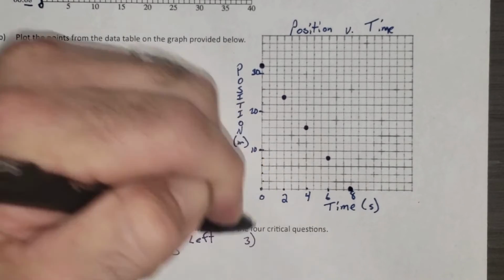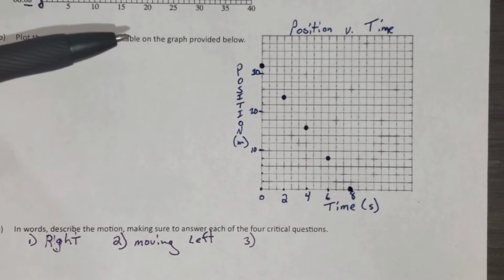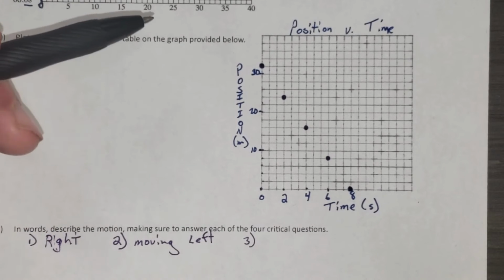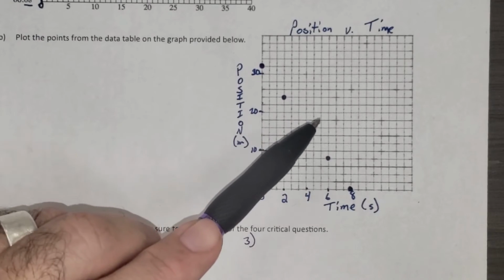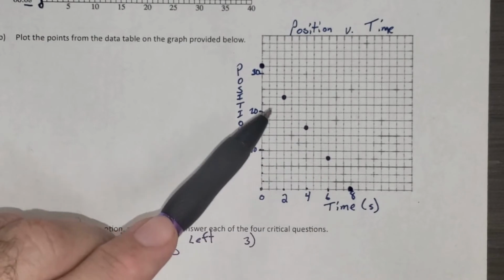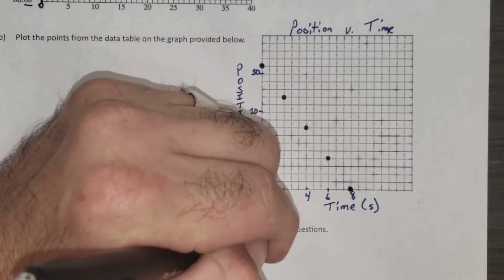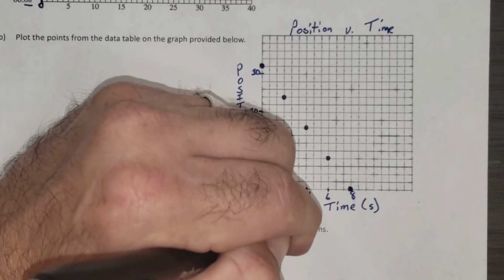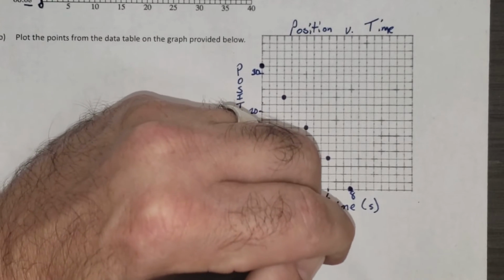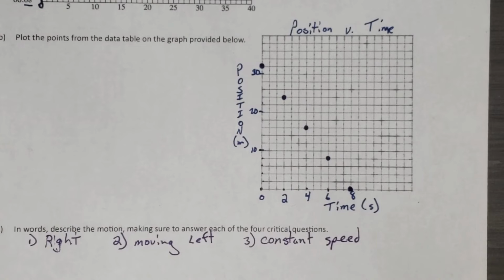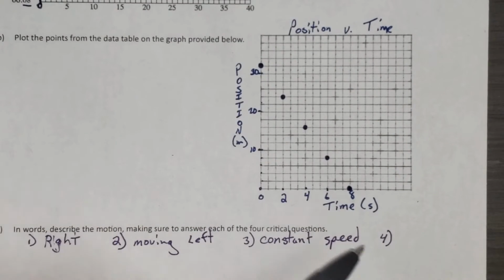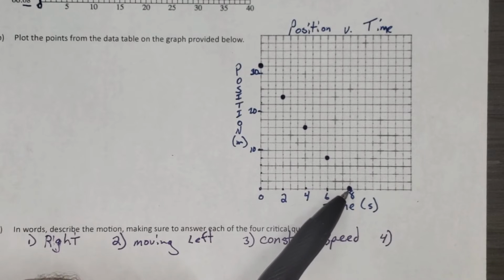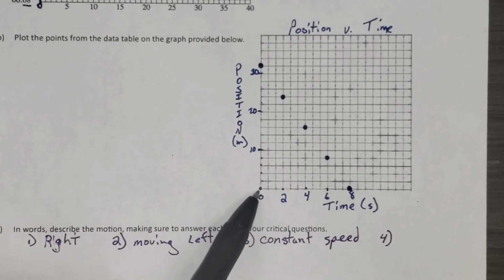Question number 3 says, is this object speeding up, slowing down, or remaining at a constant speed? Since we have a straight line, we know that this is moving at a constant speed. And then question number 4, where do we end up? Where's our finishing, our final position? We're here at 8, 0, so we are at the origin.